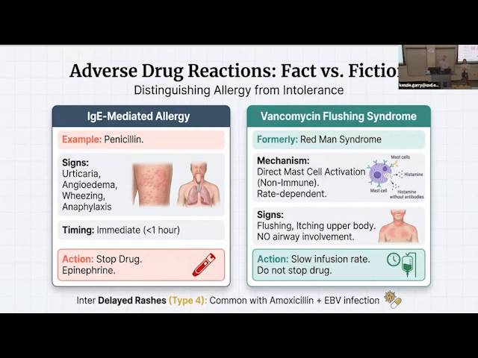So for example, when we give vancomycin to a patient too quickly, it will cause red flushing, and we see this on the floor. We always try to reduce the rate, and most of the time symptoms resolve. So you don't need to stop the vancomycin right away.